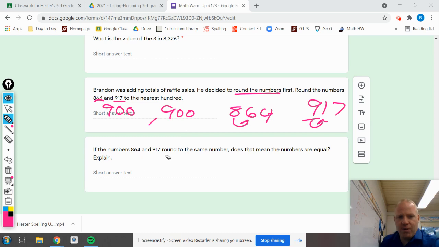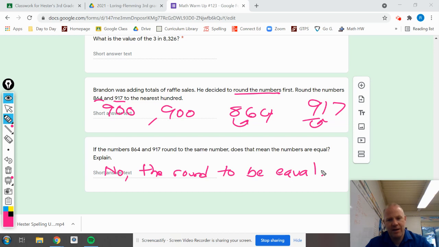If the numbers 864 and 917 round to the same number, which they did, does that mean the numbers are equal? No, they round to be equal. They are not equal. If I had $864 versus $917, that is not equal. But you could say that they are almost the same based on their estimate, or if you round it, if you said that's about $900.